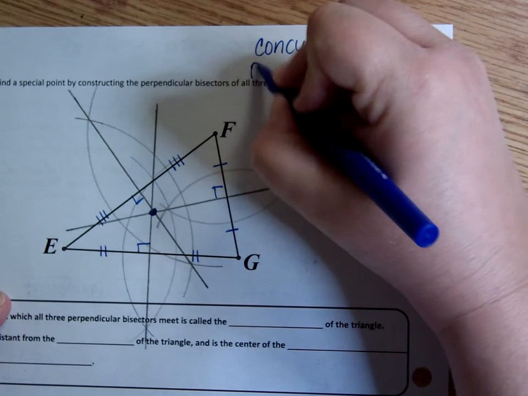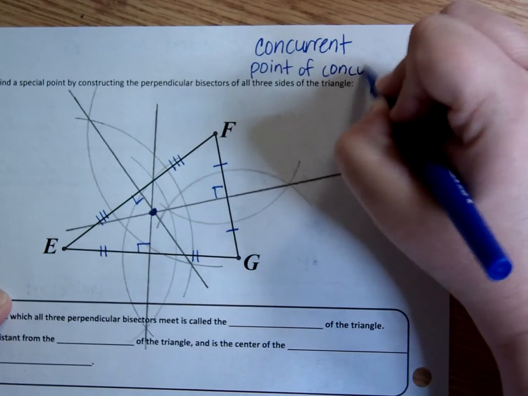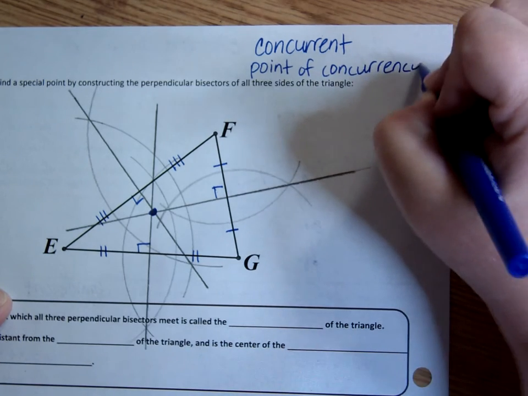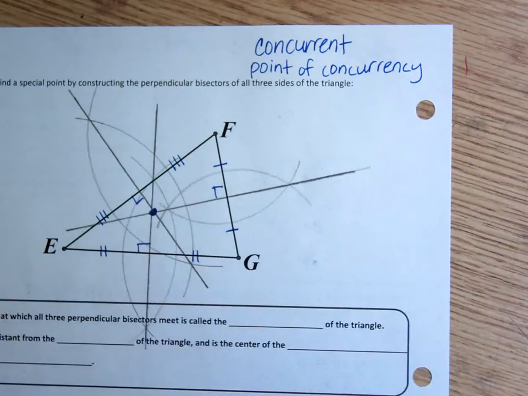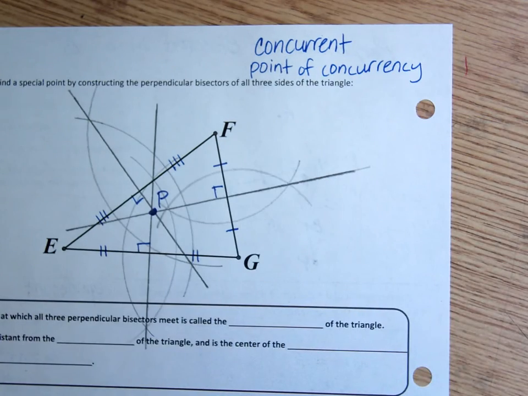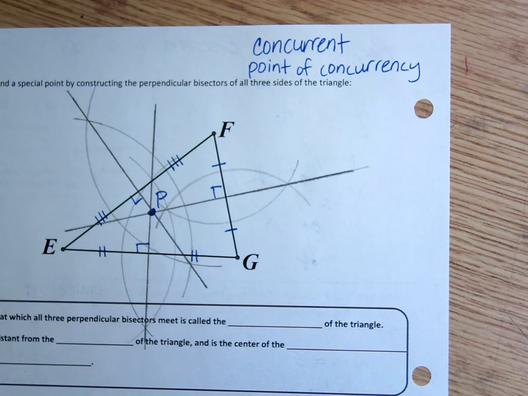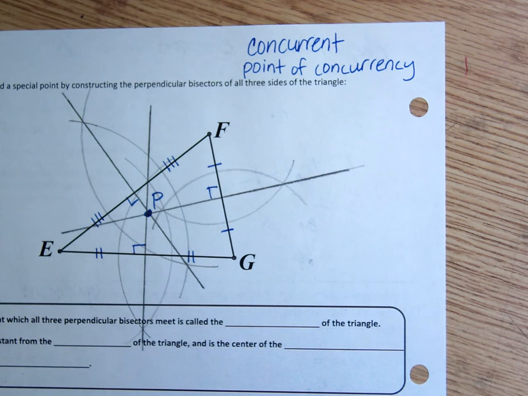And point of concurrency means the point where that happens. So this point right here is a point of concurrency. Let's call it P. All right, well, P is a point of concurrency. In our class we've already done angle bisectors, and we found that that also had a point of concurrency. And with angle bisectors, that point of concurrency had a special name.